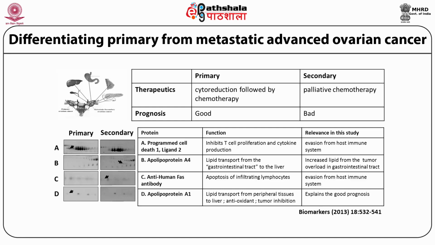Using differential proteomics, we identified four proteins: programmed cell death ligand 1, ligand 2, apolipoprotein A4, anti-human FAS antibody, and apolipoprotein A1, which have functions and relevance in the clinical scenarios. These proteins help in evasion of the host immune system, and also are a reflection of the lipid load that is there in the disease. These four together or independently are therefore potential biomarkers to differentiate the two states.